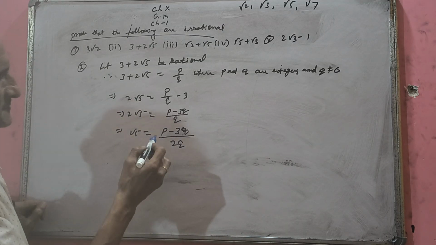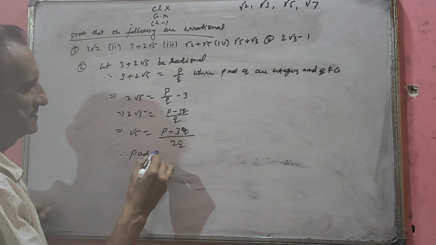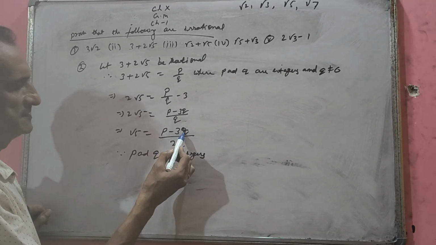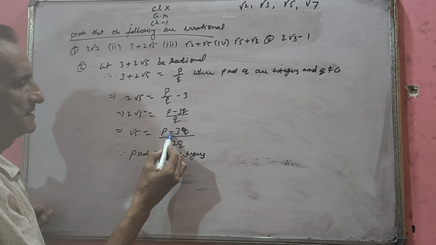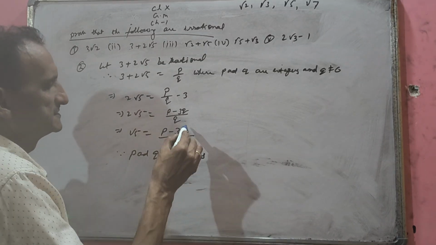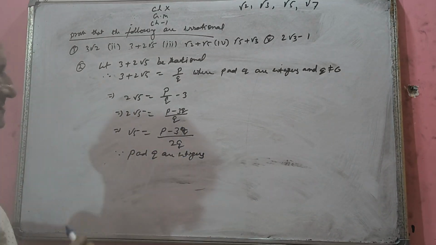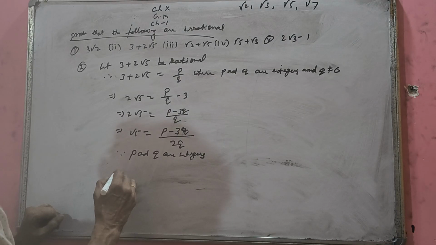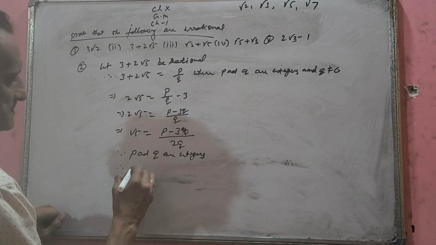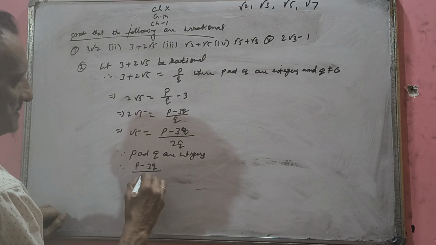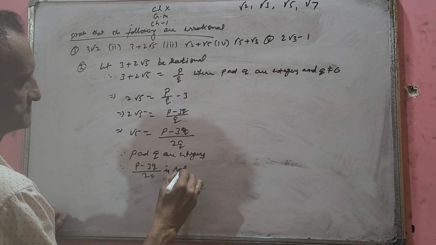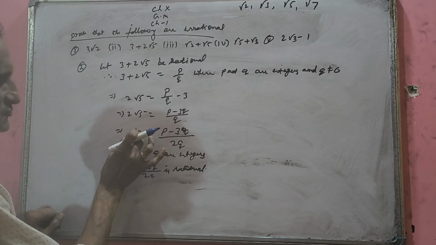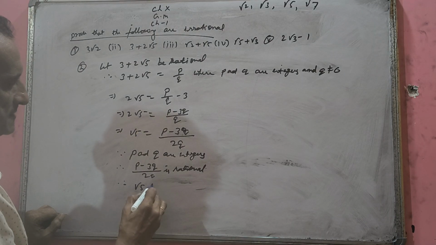Now see here, what are p and q? Since p and q are integers, if p is an integer and q is an integer, then 3q is also an integer. Then p minus 3q is also an integer, so the numerator is an integer. q is an integer, then twice q is also an integer. So integer by integer is rational. So it is clear that this part, p minus 3q by twice q, is rational. And this is equal to this. If this is rational, this should also be rational, no? Therefore, root 5 is rational.